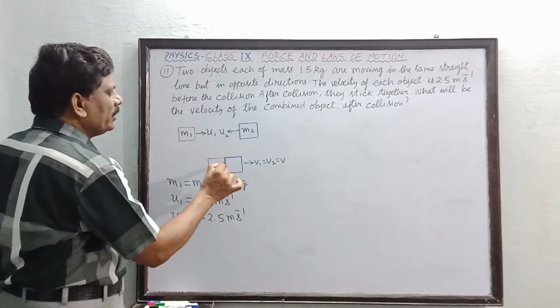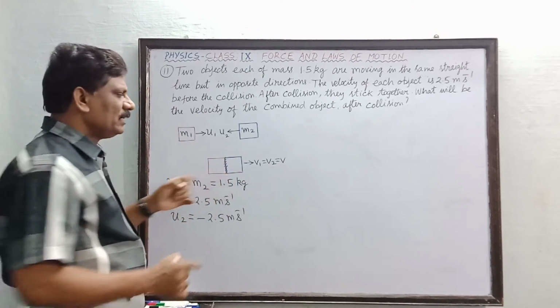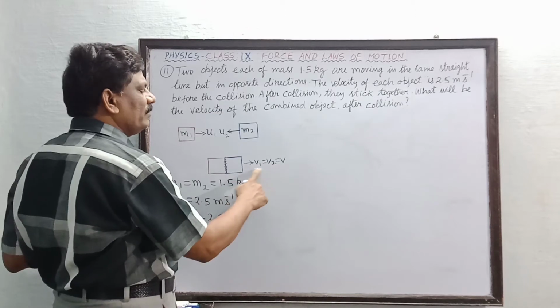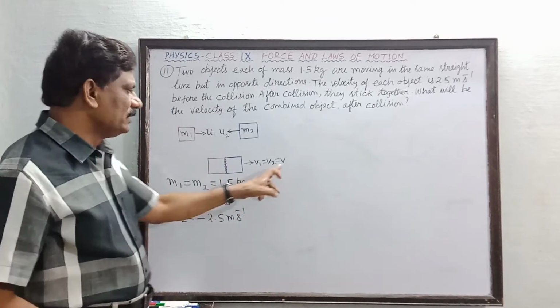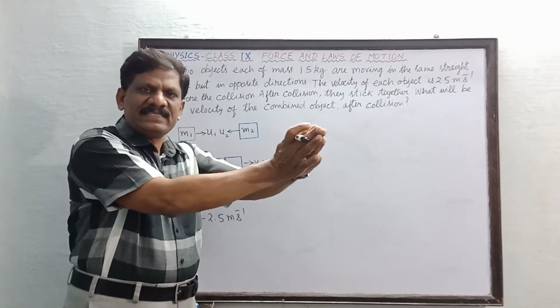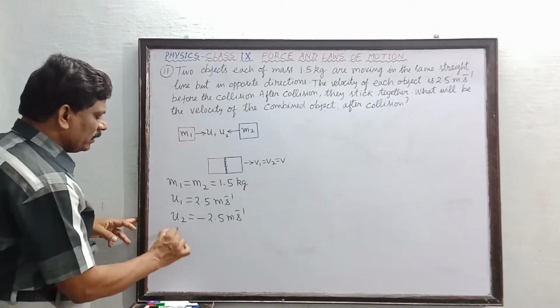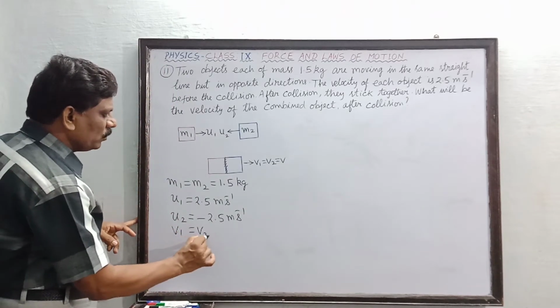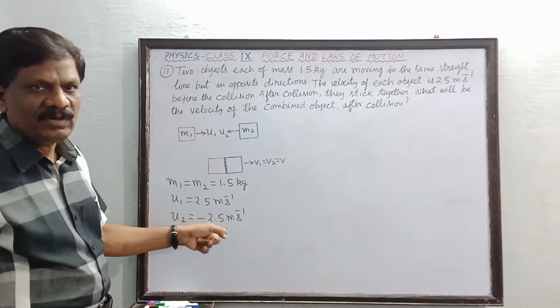Now after collision you can see that they are attached to each other here. They are attached to each other and they are moving in the forward direction with the final velocity v1 equal to v2 equal to v. This v is the combined velocity. Both the bodies are moving together with the same velocity, that is final velocity v. So v1 is equal to v2, that is equal to v itself. We have to find this value of v only.